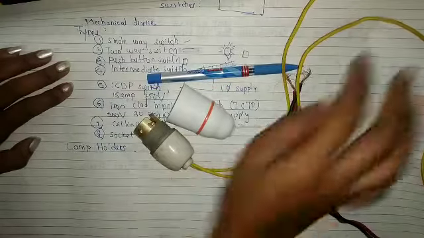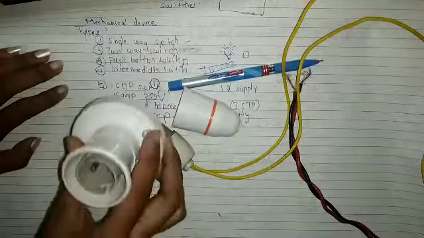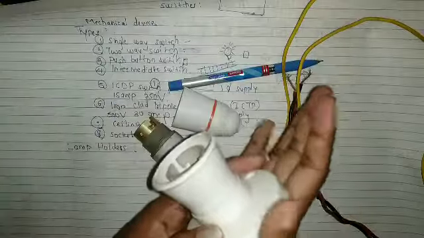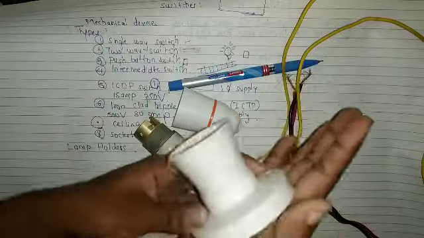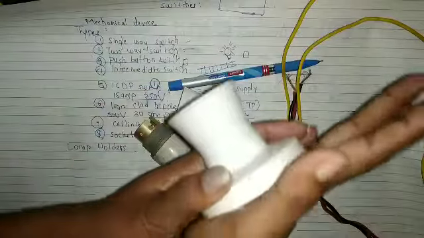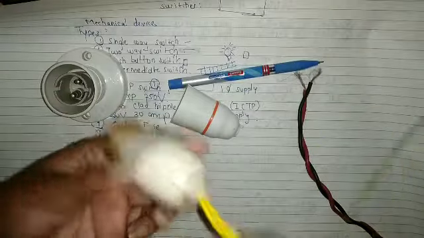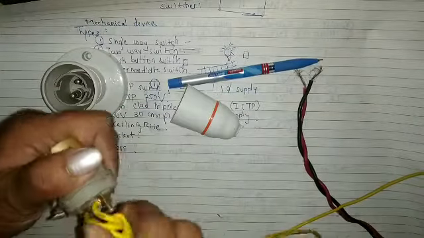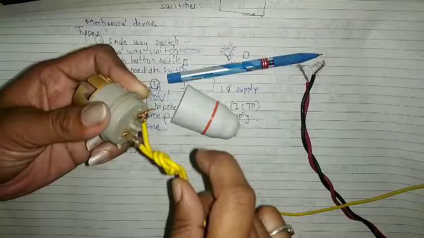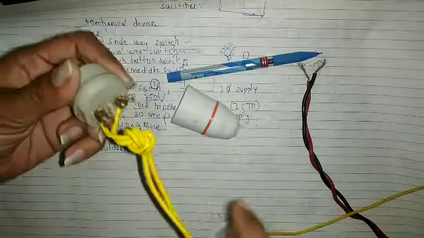This is also a lamp holder. This is a batten holder, so we have to attach this to the wall or anything. And these are the pendant holders. So this is how the connection is, you can see here, right? These are the flexible wires.